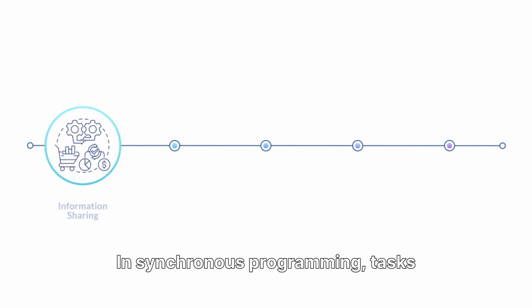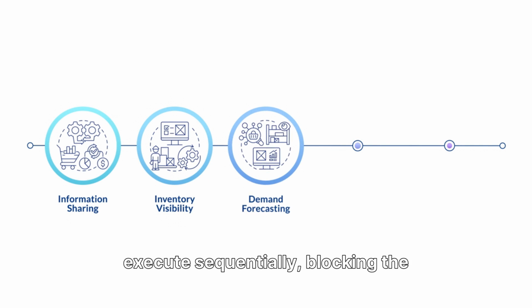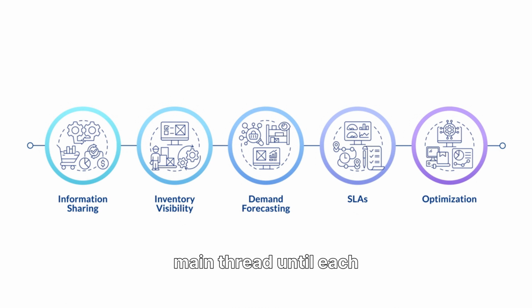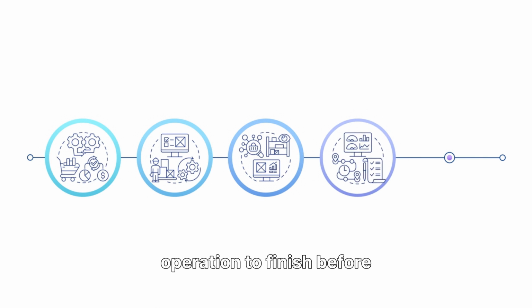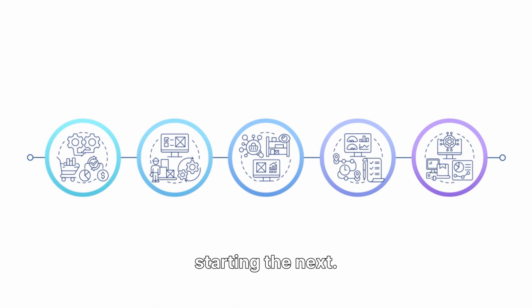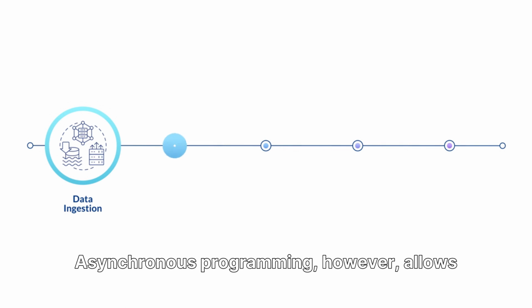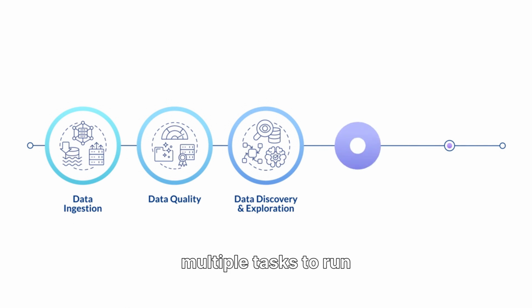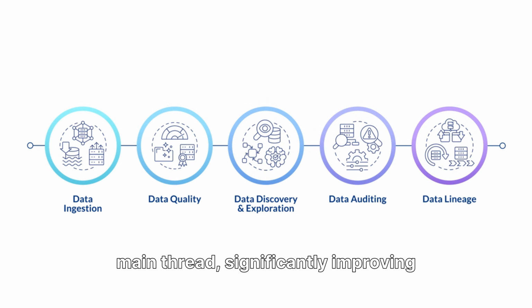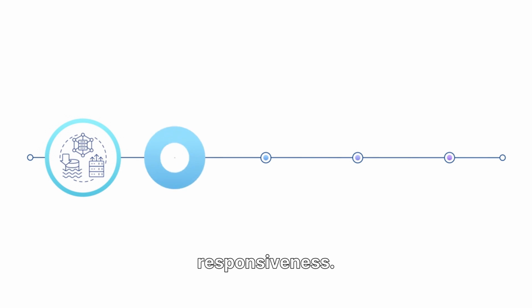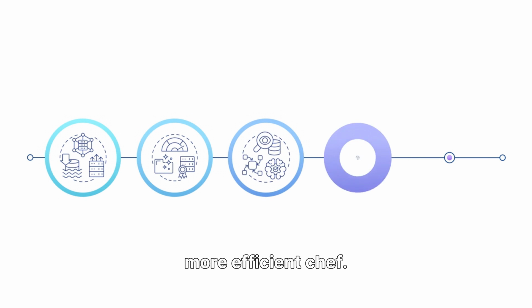In synchronous programming, tasks execute sequentially, blocking the main thread until each one is fully completed. This is like our first chef, where the application waits for one operation to finish before starting the next. Asynchronous programming, however, allows multiple tasks to run concurrently without blocking the main thread, significantly improving responsiveness. This mirrors our second, more efficient chef.